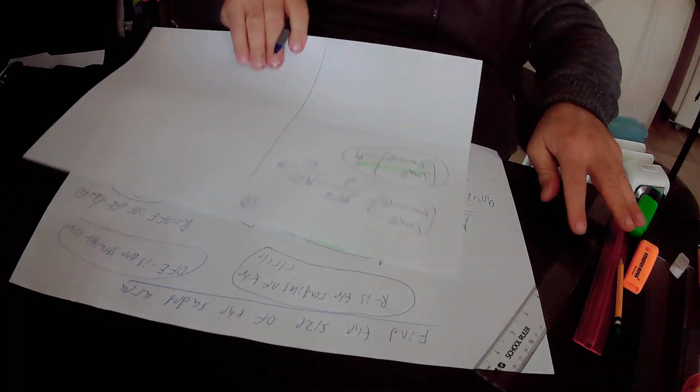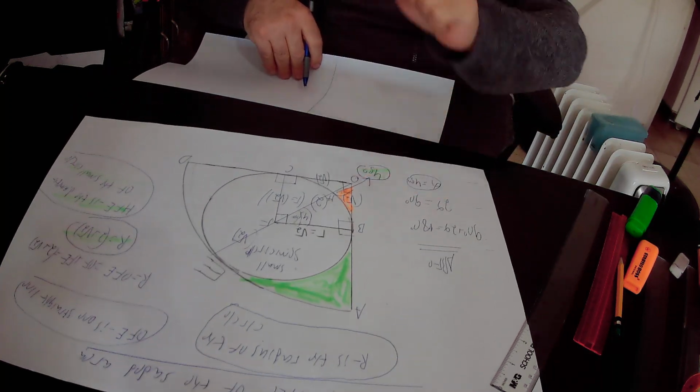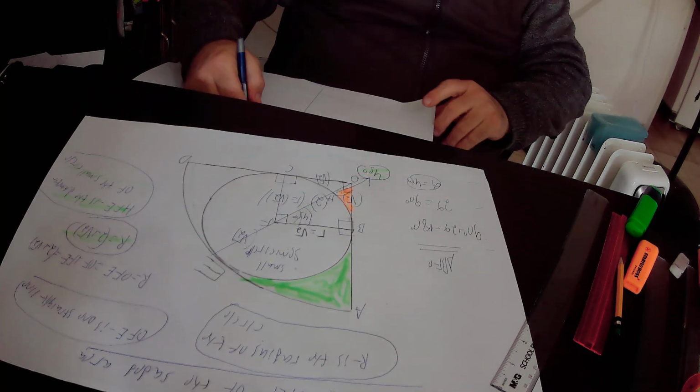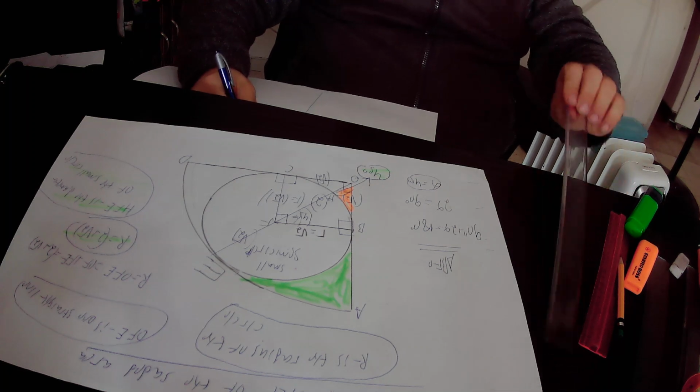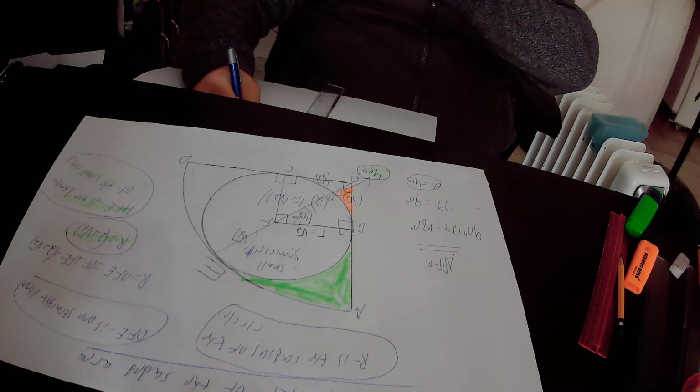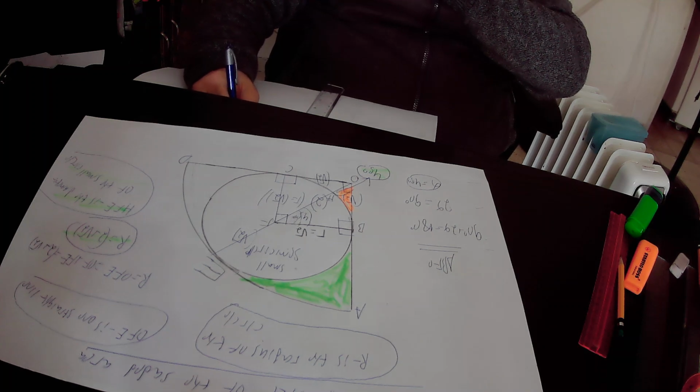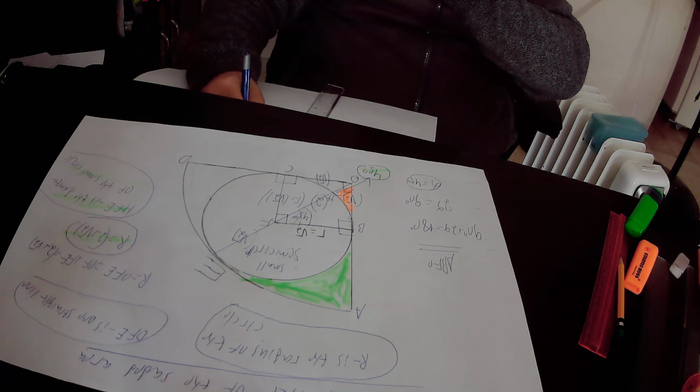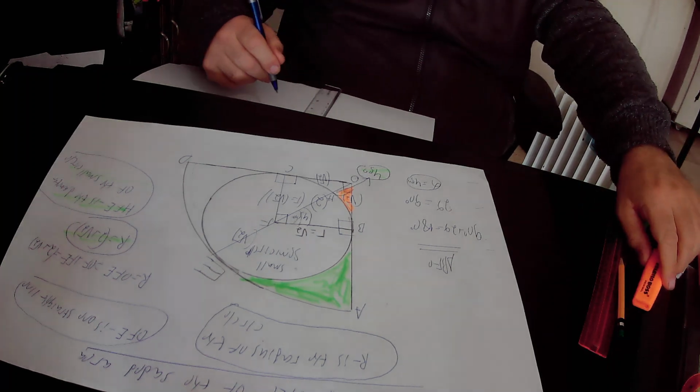Finally, we have to find out also the area of this orange shape. What is the area of the orange shape? The orange shape HBO. What is the area of the orange shape HBO?